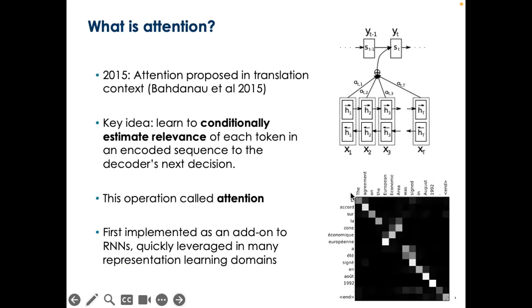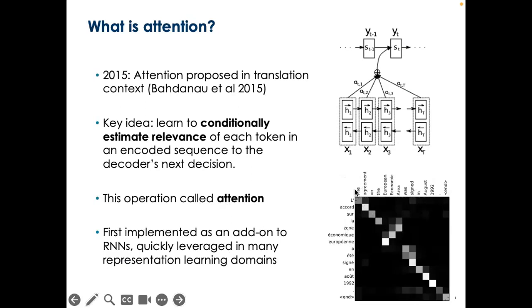It's showing the attention map, which is the importance of each word in the input sequence in English to the output sequence in French. The interesting thing being highlighted here is that when the word order is the same, the attention map will be on the diagonal. So it's the agreement on the European Economic Area was signed versus l'accord sur la zone économique européenne.